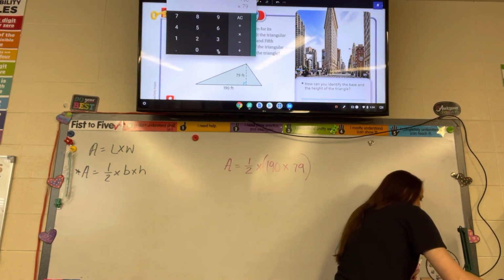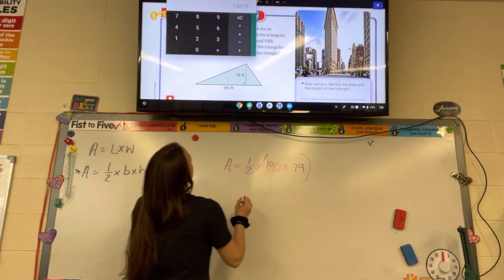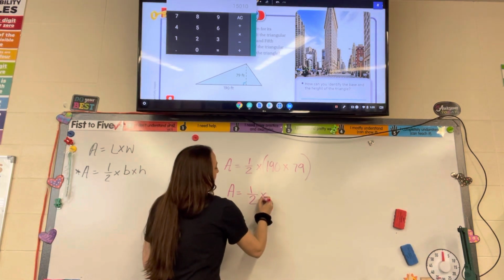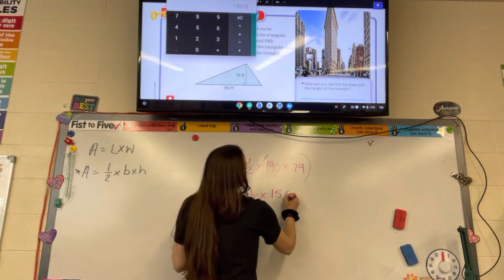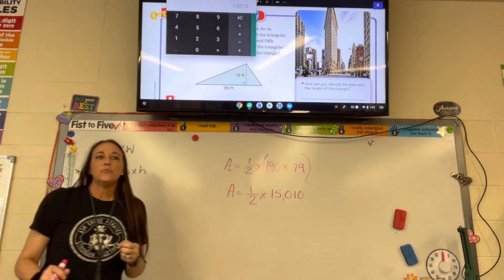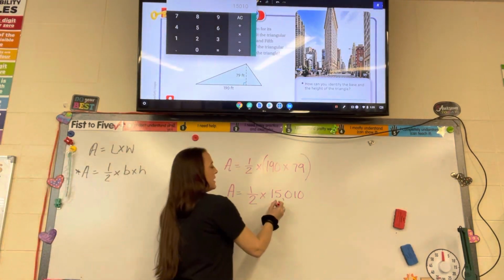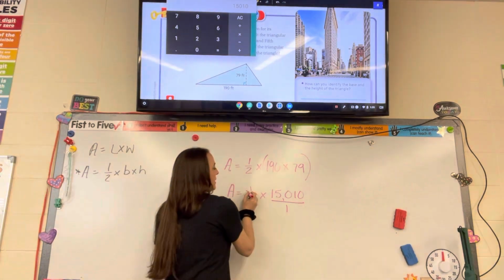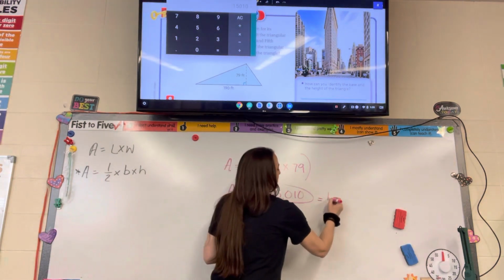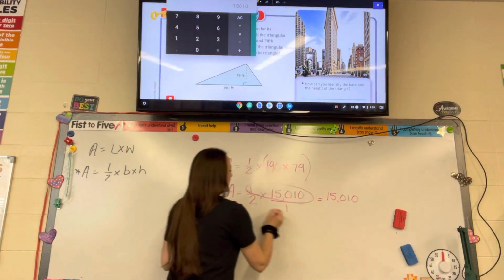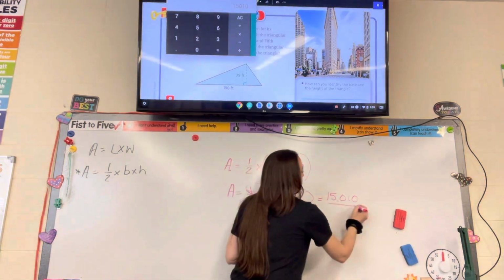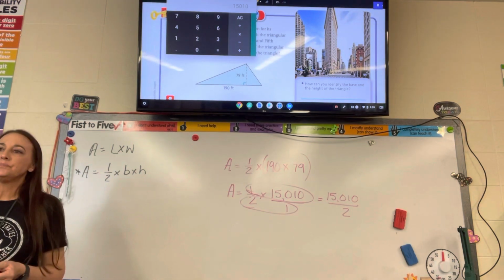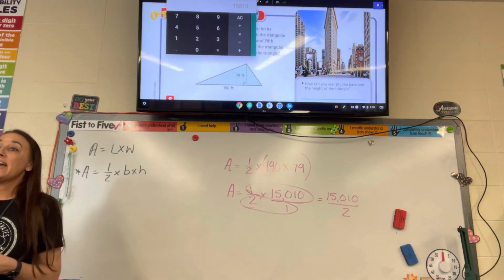And that equals 15,010. So the area equals 1/2 of 15,010. You know, when you multiply a whole number times a fraction, you can put a 1 on the bottom, and then it just becomes 1 times 15,010, which is 15,010, and 2 times 1, which is 2. So anytime you're finding 1/2 of a number, it is the same as dividing by 2.